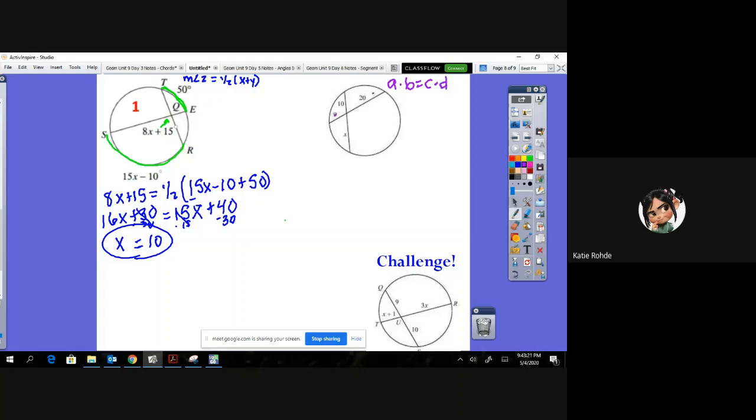All right, so we have 9 times 20 equals 10 times x. 9 times 20 is our favorite number, 180 equals 10x. Divide both sides by 10, and we have 18 equals x.